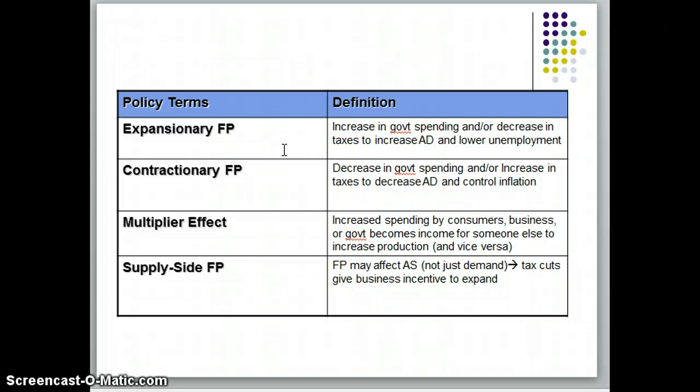So the accordion player is going to compress or contract that accordion. That's what I think of. And that's when the government reduces spending and increases taxes to decrease aggregate demand throughout the entire economy and thus fight inflation. So in periods of high inflation, if prices are increasing too fast throughout the economy, the government can enact contractionary fiscal policy as well.